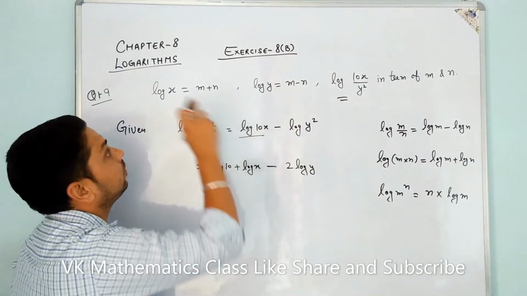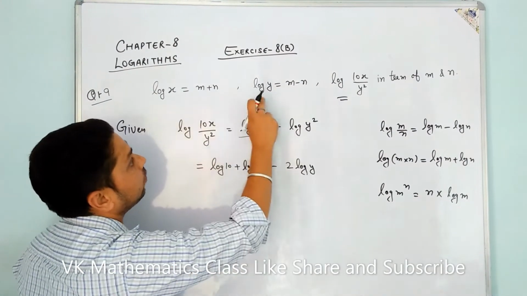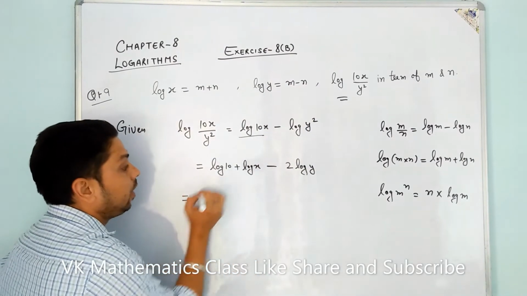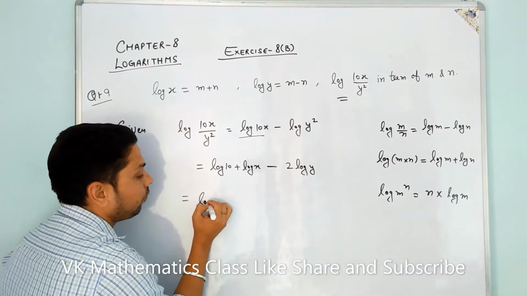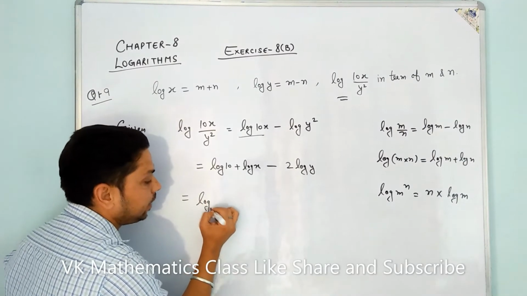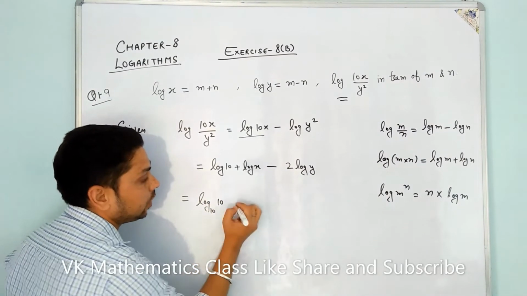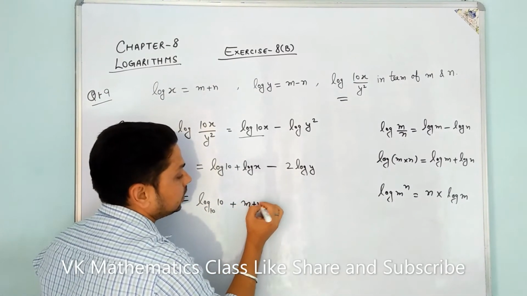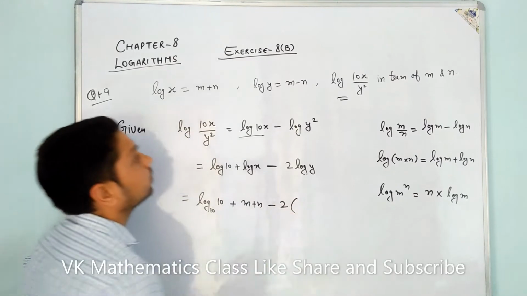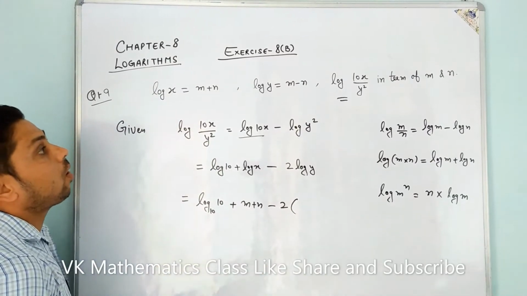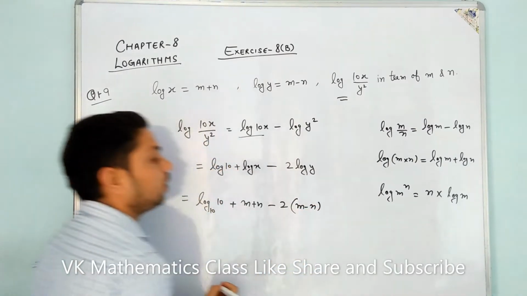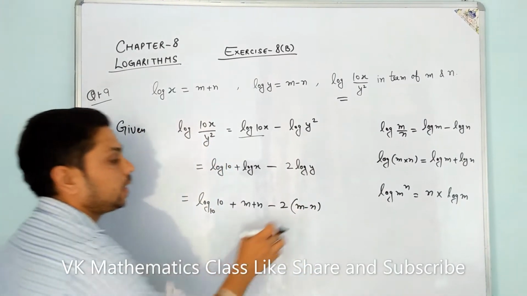Now we have log of x is equal to m plus n, log of y is equal to m minus n. Substitute this value. What we have: log of 10, if nothing is given then base is 10, plus log of x is m plus n, minus twice log of y, and log of y is m minus n here.